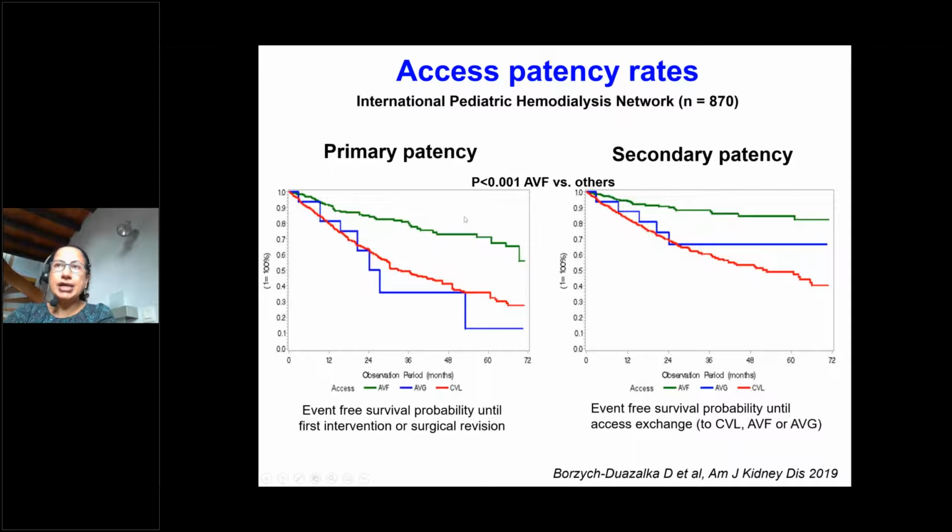The IPHN registry has shown that primary patency and secondary patency are both much higher for the AV fistula in green in both the graphs compared to the central venous lines in red here. And again, stressing how important good access is.